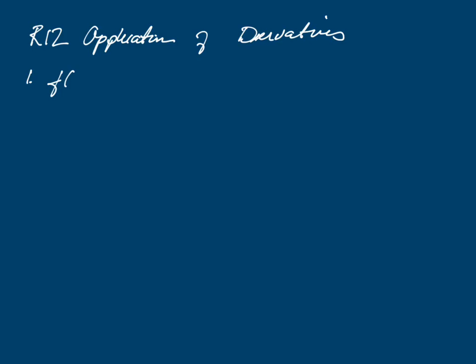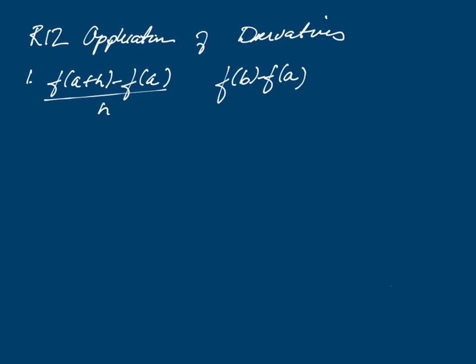Okay, we're on R12 review, and this topic covers applications of derivatives. Lots of things here. First, average rate of change, f of a plus h minus f of a over h. And we usually say that's f of b minus f of a over b minus a, but sometimes it's given to you in this format. So that's the average rate of change.